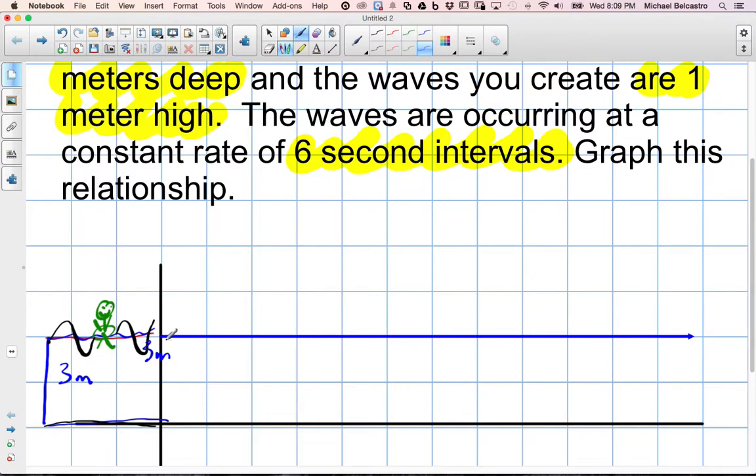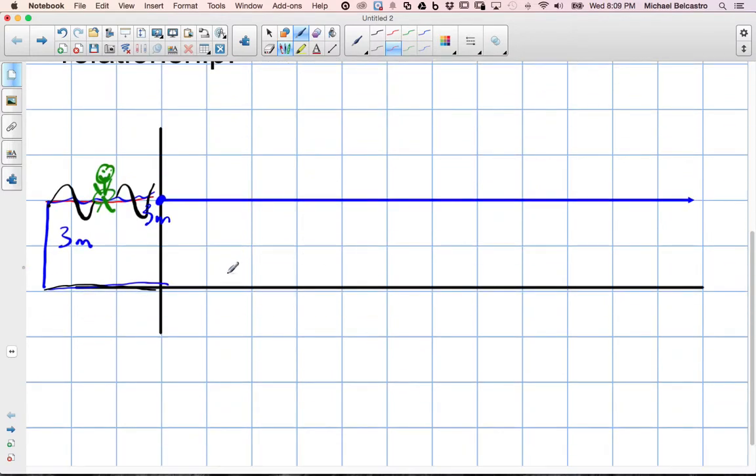What's occurring, and let's assume you start at this point here, every 6 seconds the waves are changed. So let's put a scale of even numbers so we can get to 6. So let's go maybe like 2, 4, 6, 10, 12, 14, 16, 18, 20, 22, 24. Okay, so here's our scale for time.